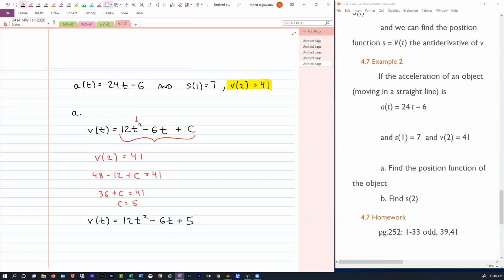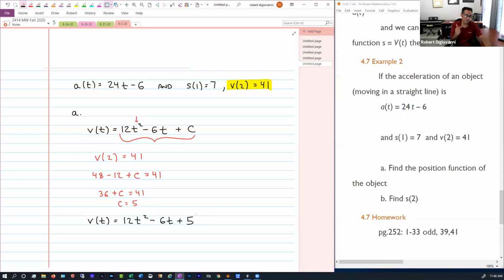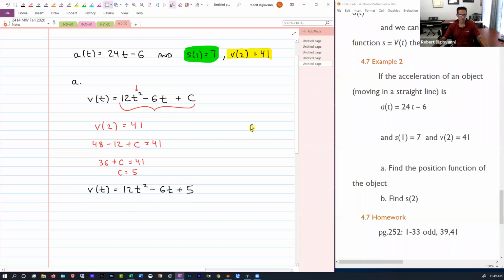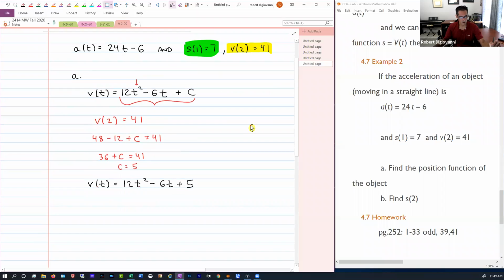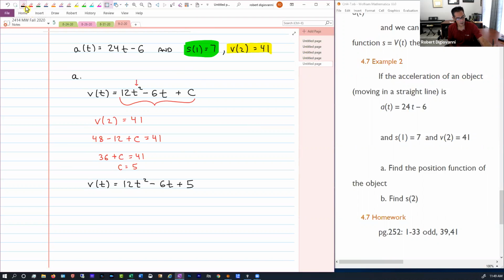Okay. Everyone got that? Now that we know the exact velocity function, let's go back and take the antiderivative again, and that'll get us position, and it'll be within a family. And luckily for us, they tell us something about the position at 1, that it's 7. So the antiderivative of this will be our position function.